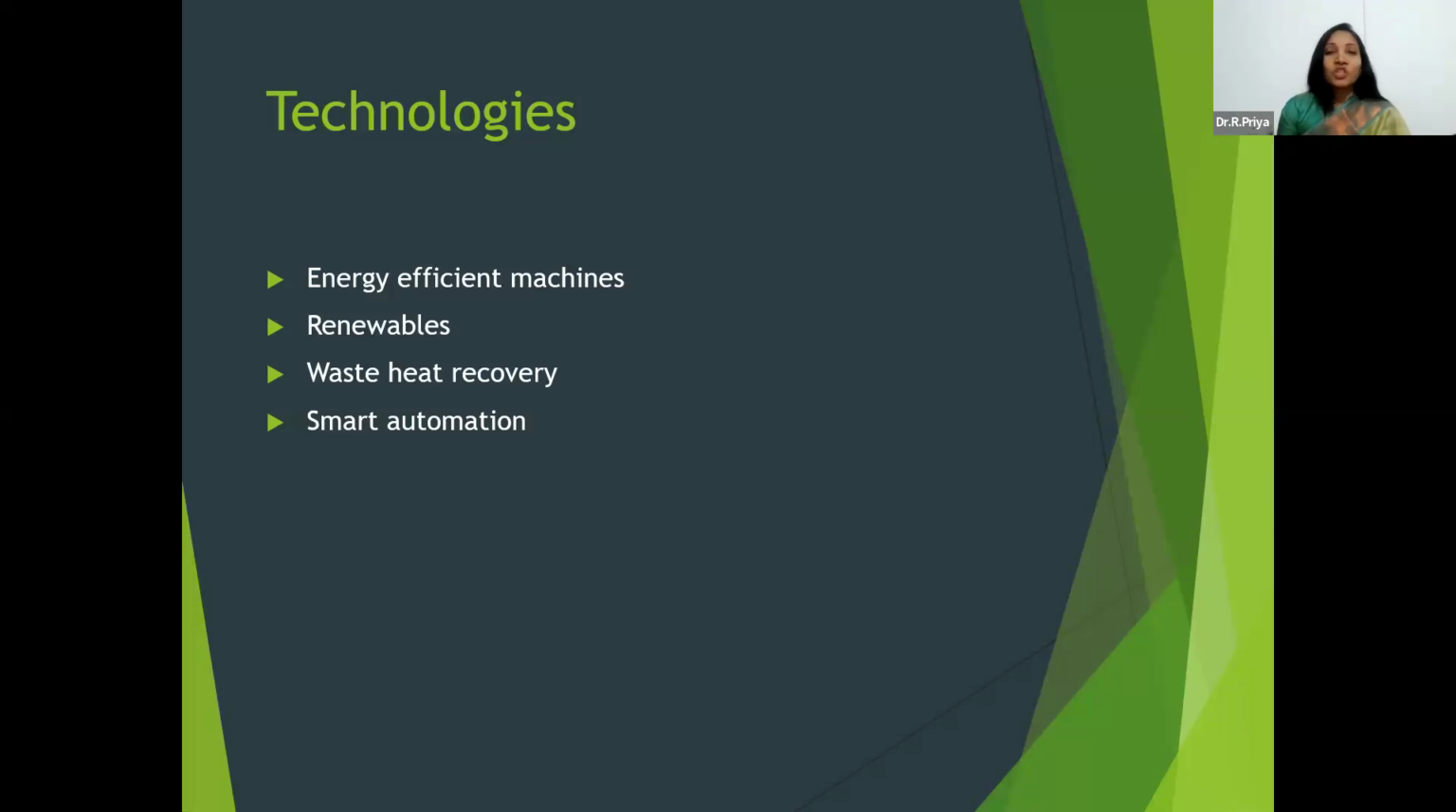Then smart automation. Smart automation uses sensors, AI, especially IoT, and digital control systems to optimize the production. So these systems reduce the errors, avoid unnecessary machine operations and minimize the material and energy waste also. So these technologies help the engineers build manufacturing systems that are economical, intelligent, and environmentally sustainable.